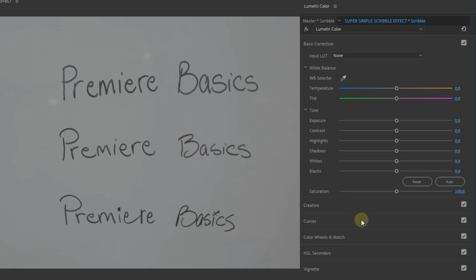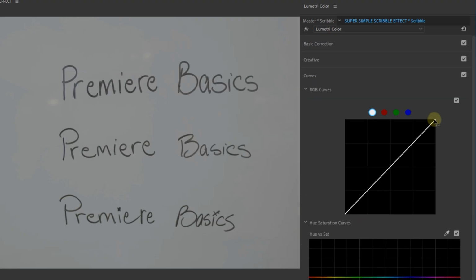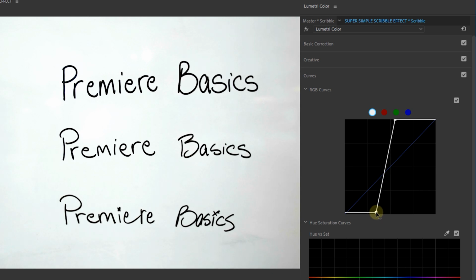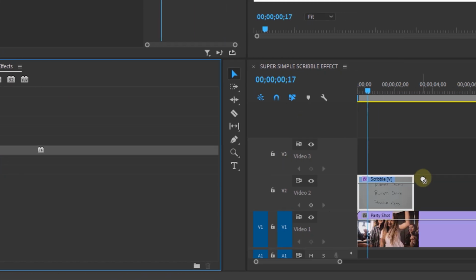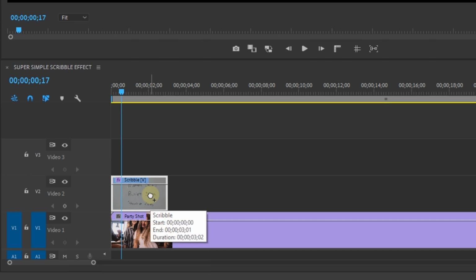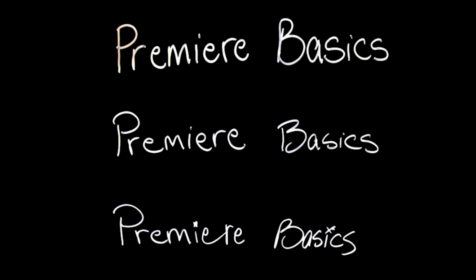Go to the curves tab and drag the top point to the center as well as the lower point. You want it to be super contrasty so that the darker parts are black and the highlights are white. Then we're going to head back to the effects panel and look for the invert effect. Drag it onto your layer as well. Now all of the black will turn white and vice versa.